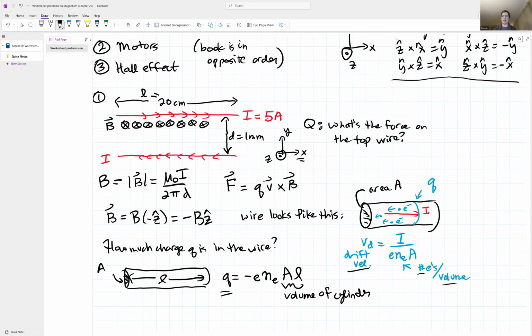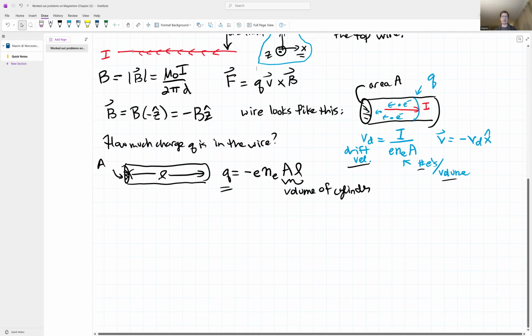This is how much charge we have in the wire, and each of those charges, the electrons, are moving with their drift velocity, and they're moving in the negative x direction, right? Because they're moving opposite of the current. So let me, I guess, use blue again. So the velocity of all these electrons is just minus the magnitude, which is the drift velocity, times x hat. And again, it's good to remember our coordinate system, this one.